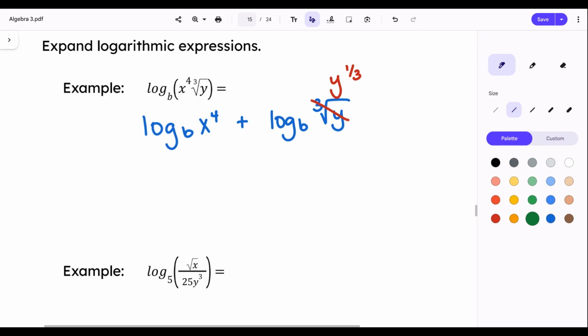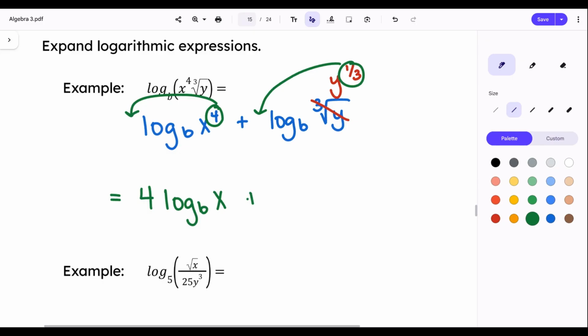Sorry about that. And I'm going to take these exponents, the 4 and the 1/3, and move them up to the front of my logarithms. So I'm going to rewrite this first one now as 4 times log base b of x. And then for the second one, I'm going to put the 1/3 in the front and then do log base b of y. Okay, so you can see there, I used the product rule first in order to separate them out and put a plus sign in between. And then I used my power rule in order to move those exponents to the front of the problems.